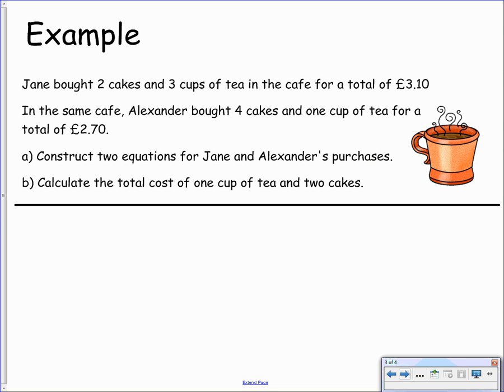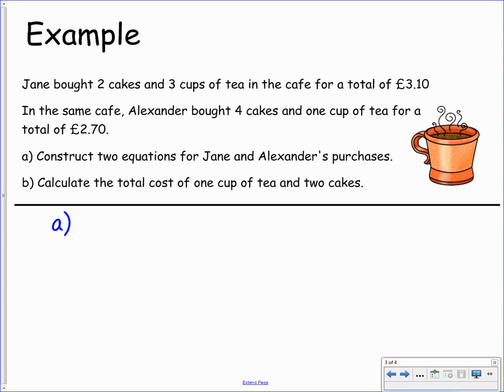Right, so just one example for you today. Here's a real life context for you. Jane bought 2 cakes and 3 cups of tea in the cafe for a total of £3.10. In the same cafe, Alexander bought 4 cakes and 1 cup of tea for a total of £2.70. First of all, we have to construct two equations for Jane and Alexander's purchases.